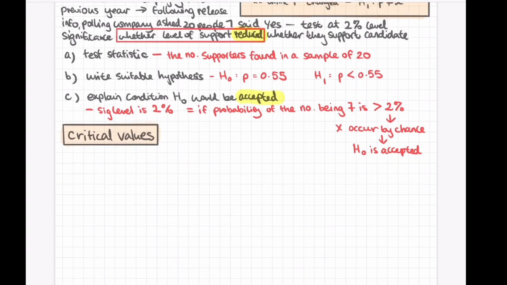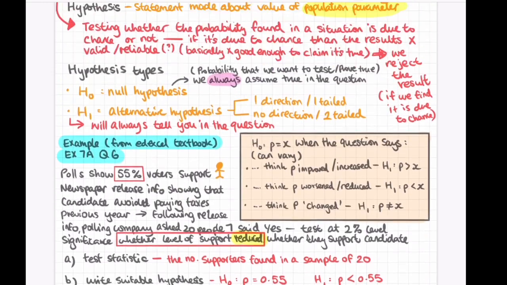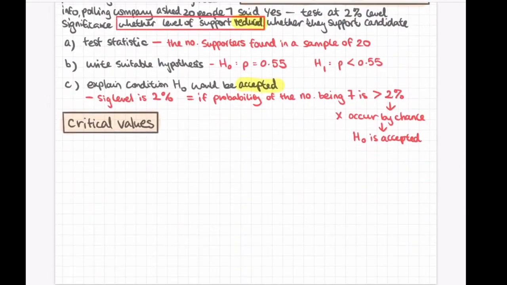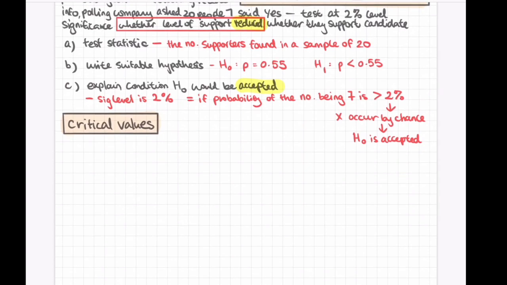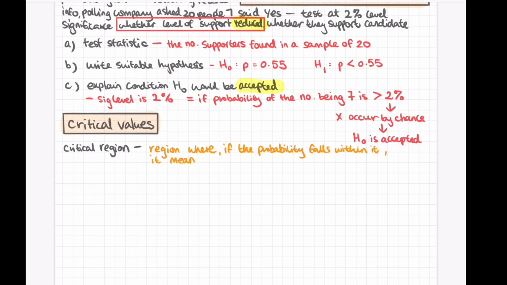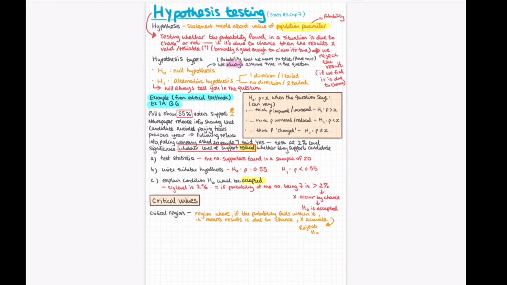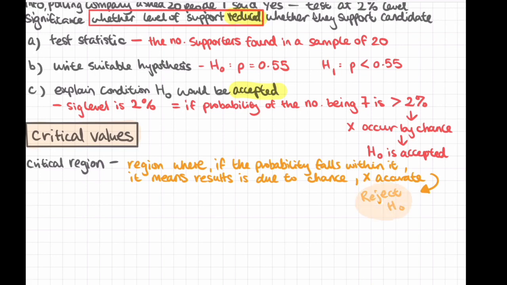You reject it. So let me just write, what colour did I use? Yellow. Okay, so a critical region is the region where if the probability falls within it, it means the result is due to chance and it's not accurate or reliable or valid, which means you reject H0. Does that look okay? So you reject H0.